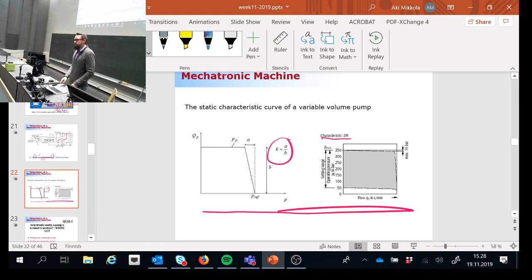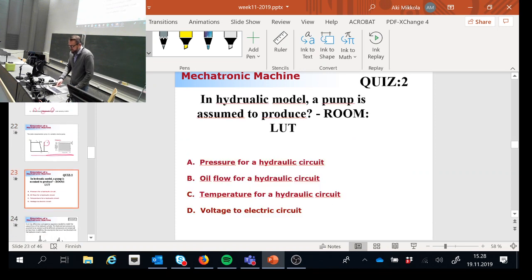Now comes the moment of truth. In a hydraulic model, the pump is assumed to produce pressure for the hydraulic circuit, oil flow for the hydraulic circuit, temperature for a hydraulic circuit, voltage to an electric circuit. But which is correct?